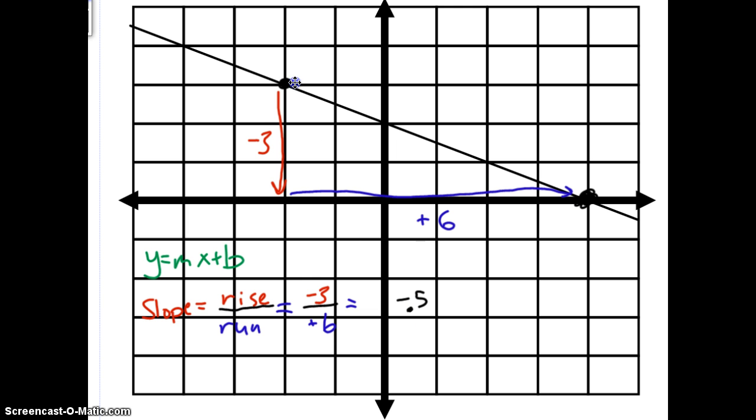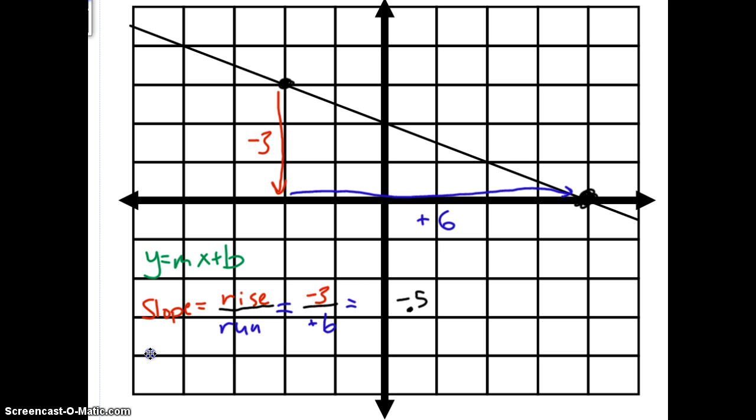So what that means is every time I move over 1, it goes down 0.5. Move over 1, it goes down 0.5. Move over 1, it goes down 0.5, and all the way down the line. That's what that means. My slope is -0.5.